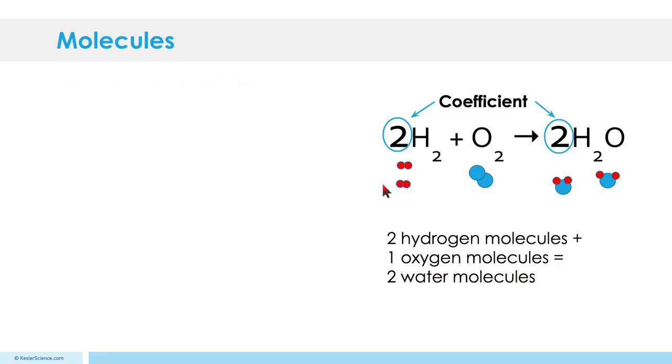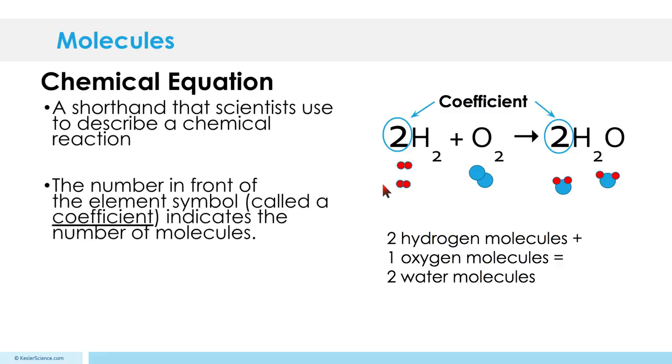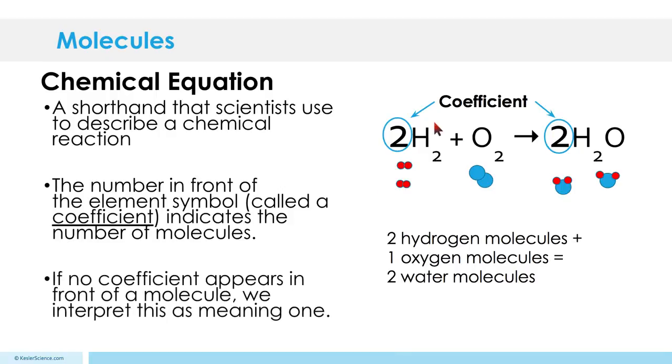So we do have something else called a coefficient. It's the number in front of the element symbol, right? Which indicates the number of molecules there are. And now maybe it sounds a little confusing at this point. Take a deep breath, no big deal.